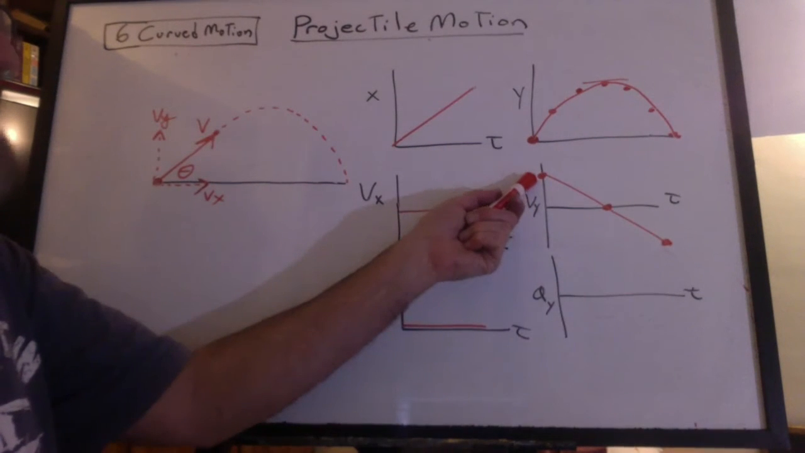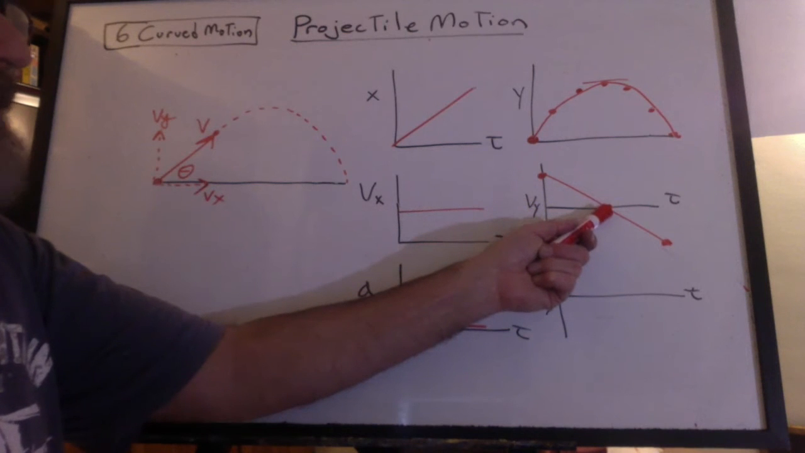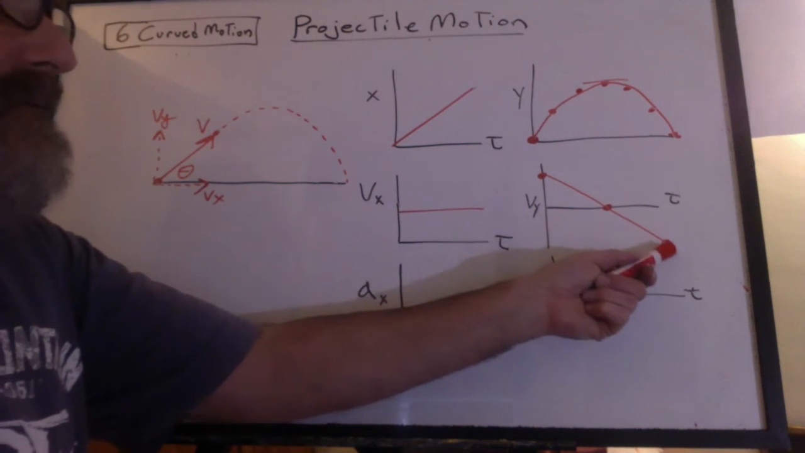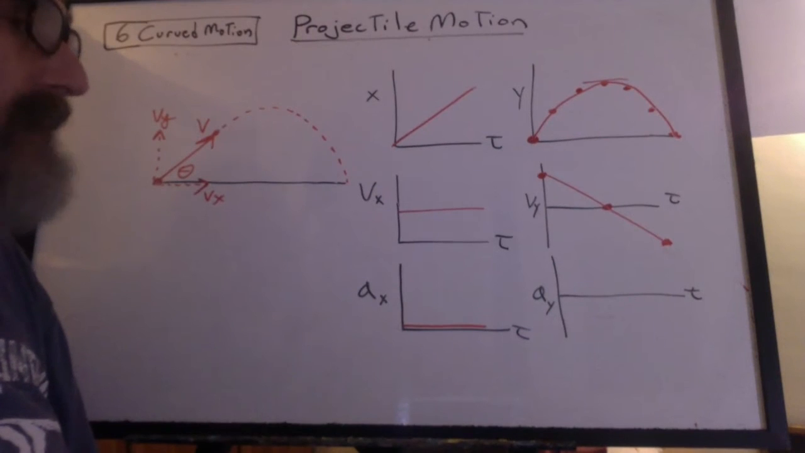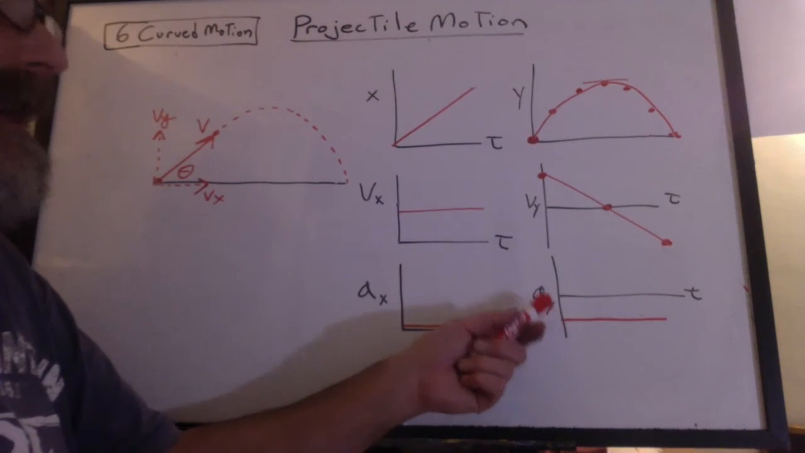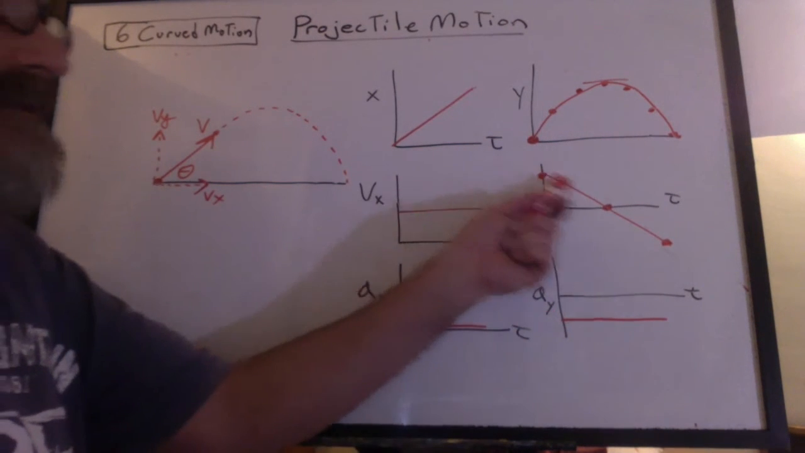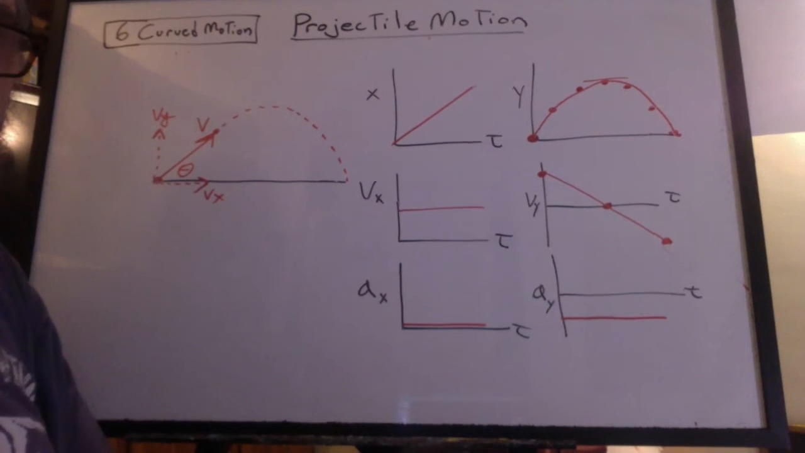This just tells me that we started with the ball going up, and it kept slowing down until we got to the top, and then it sped up coming down till we get back to the bottom. Now, what about the acceleration in the y direction? That's still the same at negative 9.8 meters per second squared, which agrees with the negative slope of this line.